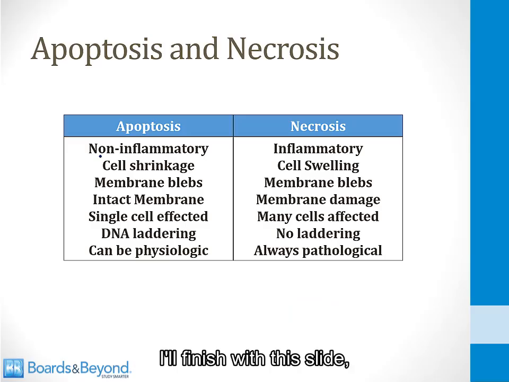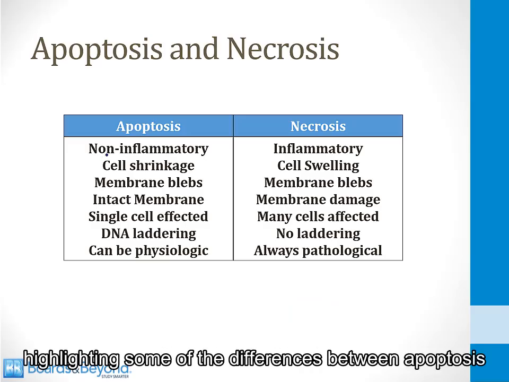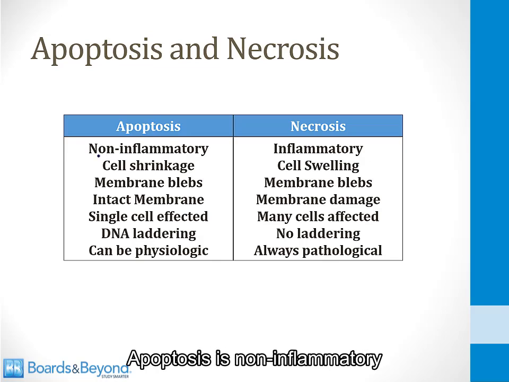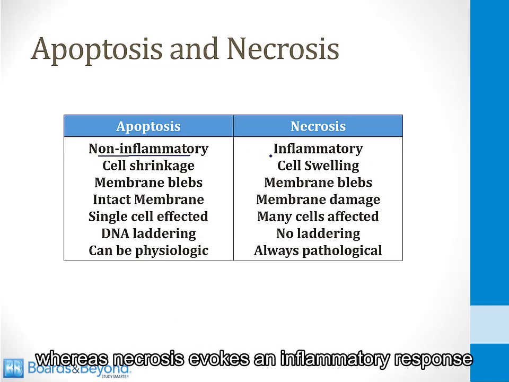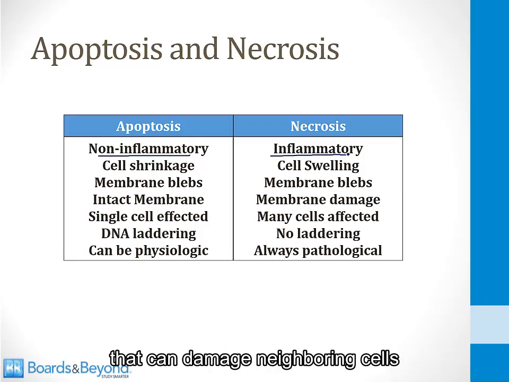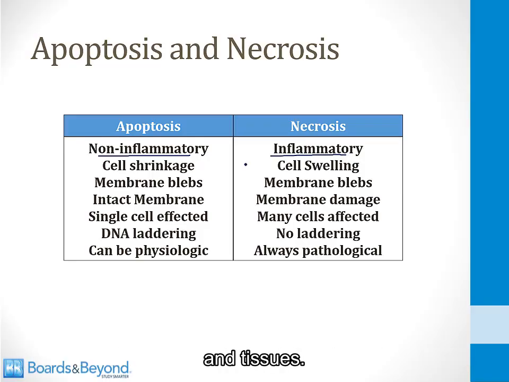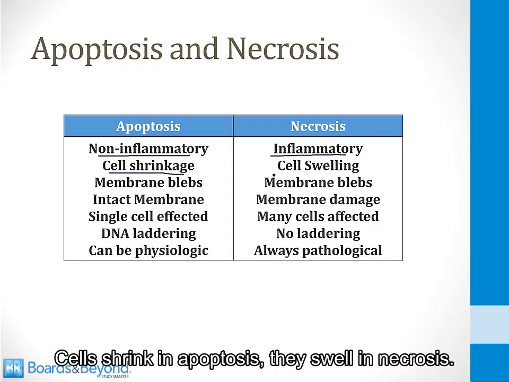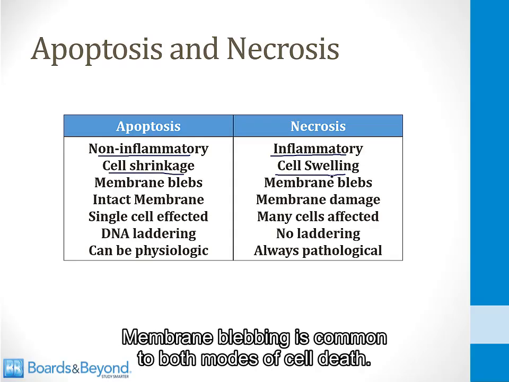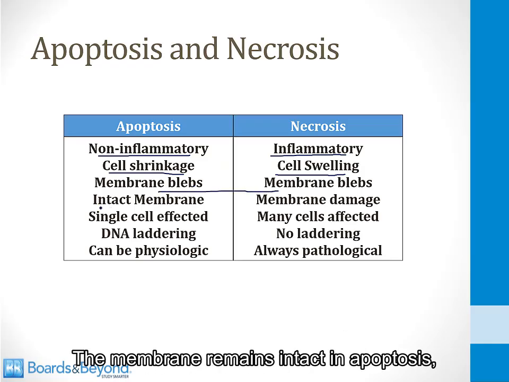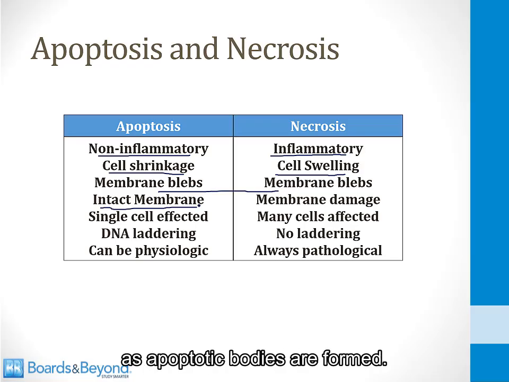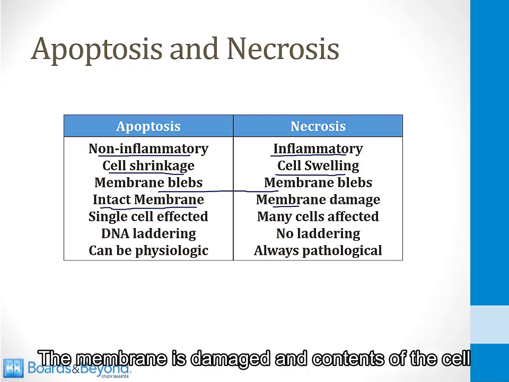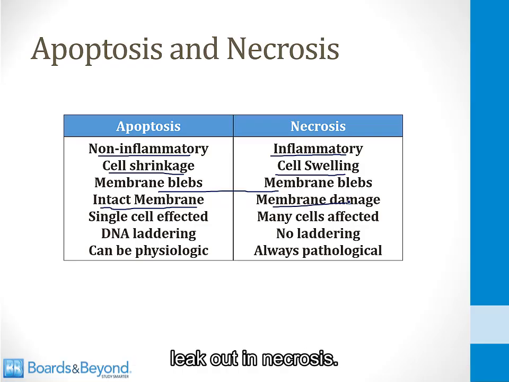I'll finish with this slide highlighting some of the differences between apoptosis and necrosis. Apoptosis is non-inflammatory, whereas necrosis evokes an inflammatory response that can damage neighboring cells and tissues. Cells shrink in apoptosis, they swell in necrosis. Membrane blebbing is common to both modes of cell death. The membrane remains intact in apoptosis as apoptotic bodies are formed. The membrane is damaged and contents of the cell leak out in necrosis.